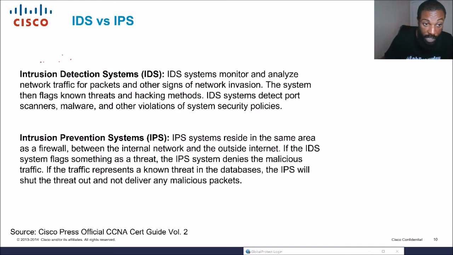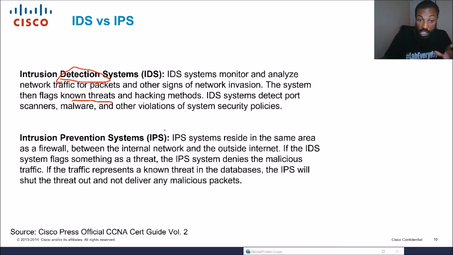An intrusion detection system monitors and analyzes network traffic for packets and signs of network invasion, right? So we detect bad threats to our network. You see, the IDS is kind of similar to the firewall. It sees the bad people or threats coming into the network and it detects it. That's all it does. The system then flags known threats and hacking methods. IDS systems detect port scanners, malware, and other violations of system security policies. So it detects, right? That's the key word here, detects. That's all it does, it detects.